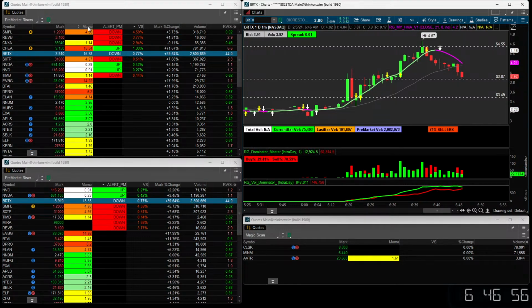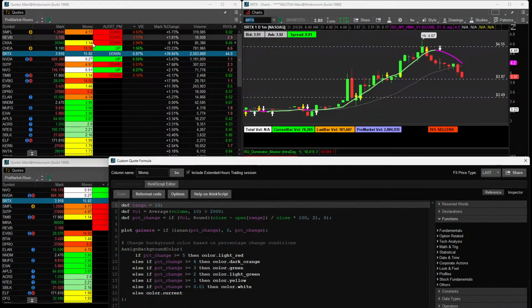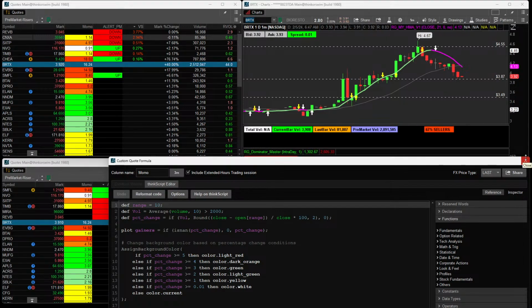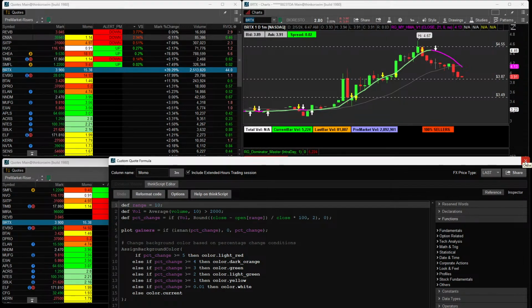Outsider, right click on the name, go to edit formula, and make sure you have extended hours checked right here. Right click on the name, edit formula, make sure extended hours is checked.